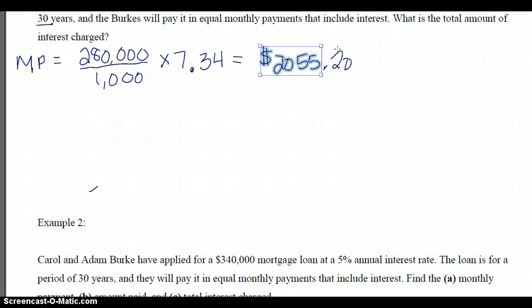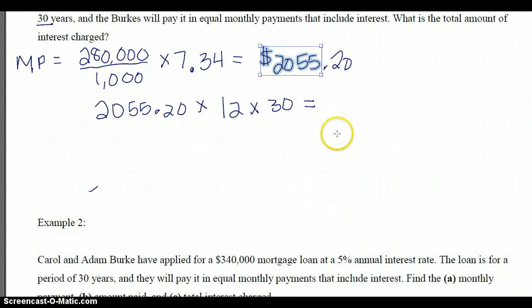The next step is to find the total amount paid back. That's found by taking our monthly payment, $2,055.20, times the number of payments. Well, we're going to make one payment every month for 30 years, and that's going to give us a total payback amount of $739,872.